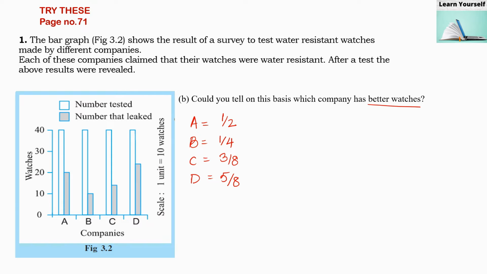Now we have to compare these fractions and see which fraction is bigger and which is smaller. So how to compare the fractions? We have all these fractions here. To compare fractions, we have to make all the denominators the same. So we have denominator 8 here, so we will convert the first two fractions into denominator 8.